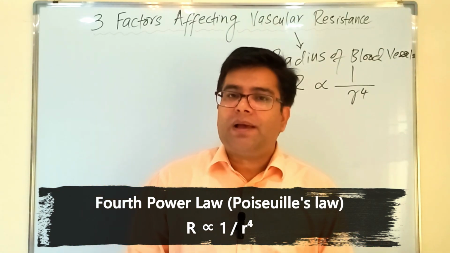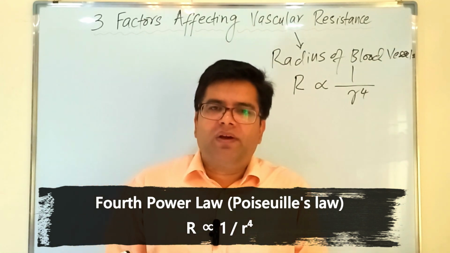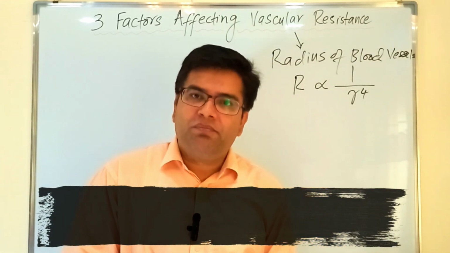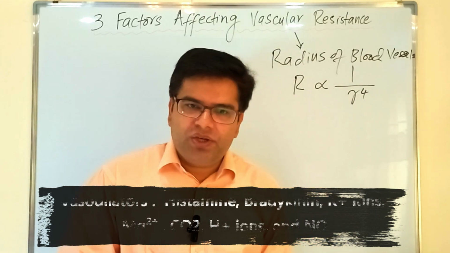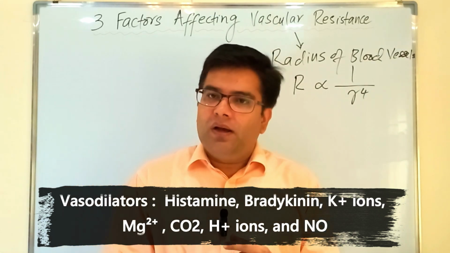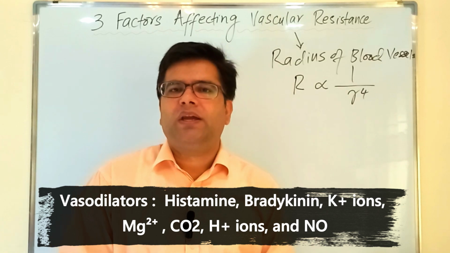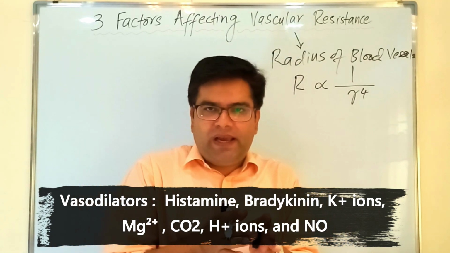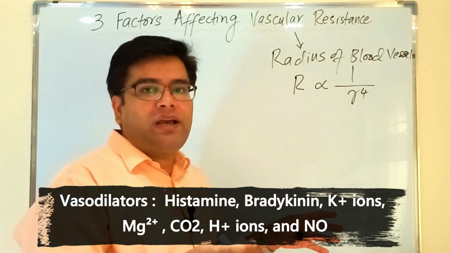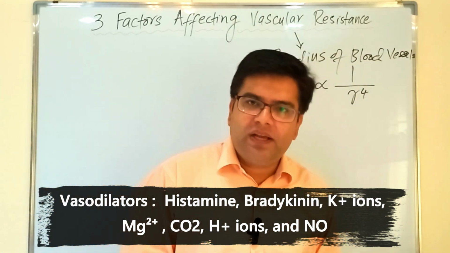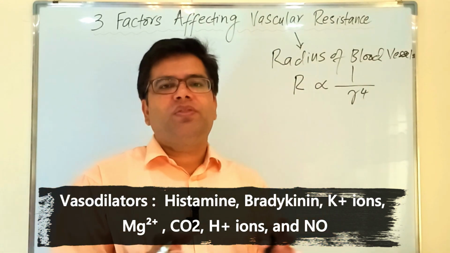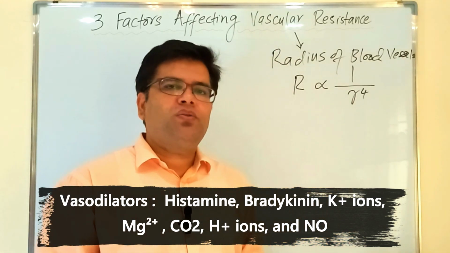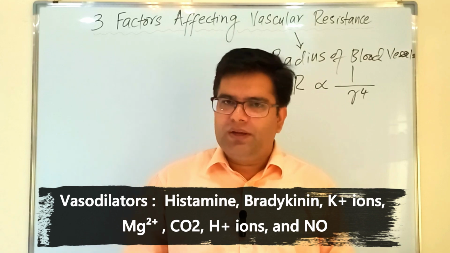There are chemicals in our body which can dilate our vessels, and those chemicals are called vasodilators, like histamine, bradykinin, potassium, magnesium ion, carbon dioxide, hydrogen ions, and also nitric oxide. These vasodilators dilate our blood vessels, and because they dilate our blood vessels, they decrease the resistance. The greater the diameter, the less the resistance, and because they decrease the resistance, according to Ohm's law, the blood pressure will decrease.